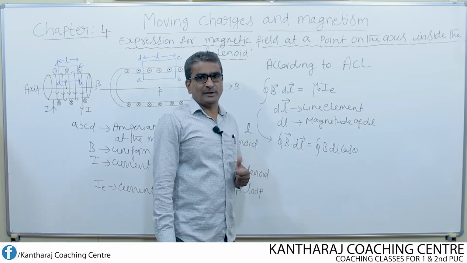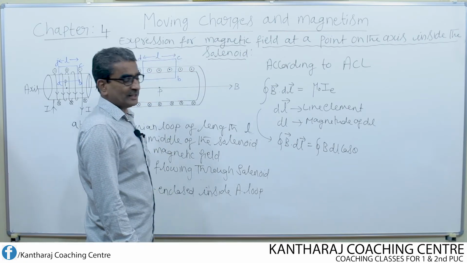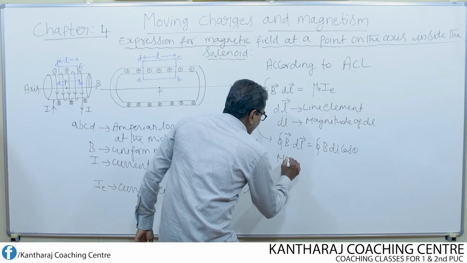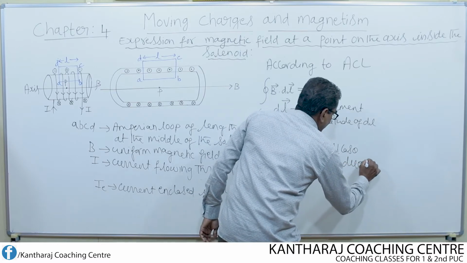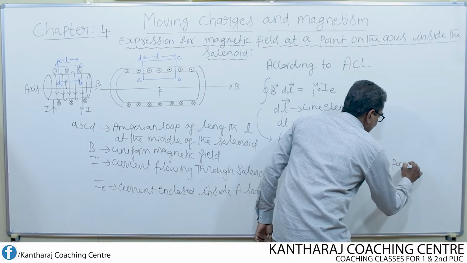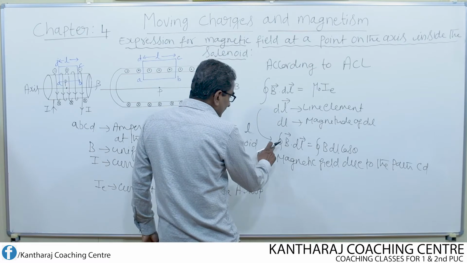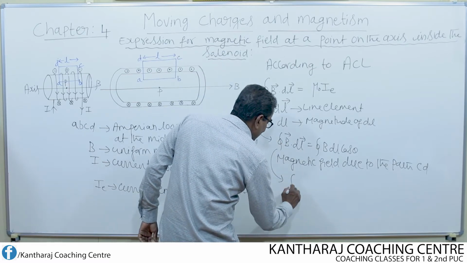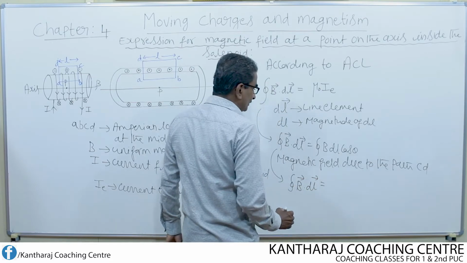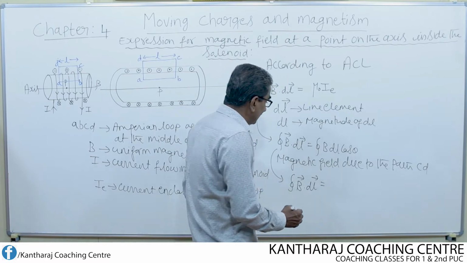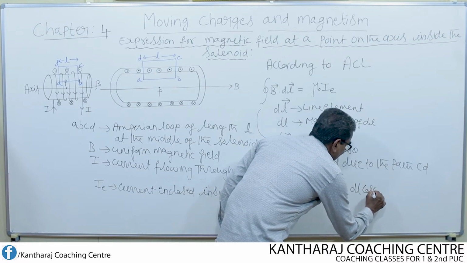Let us find the magnetic field due to the path CD, which is outside the solenoid. Using this equation, I can rewrite B dot dl as, look here, 0 into dl into cos theta.